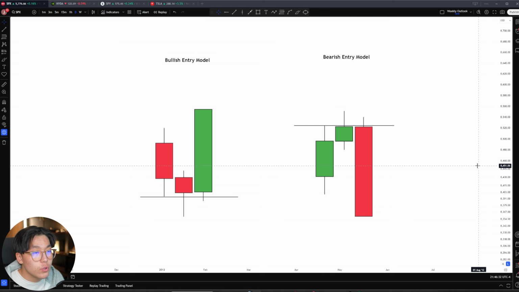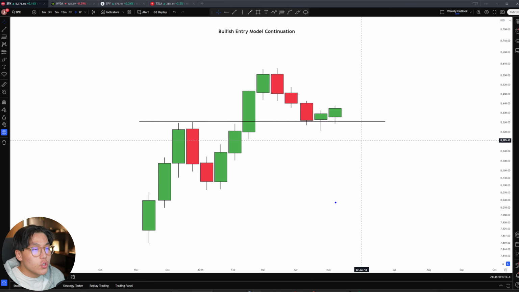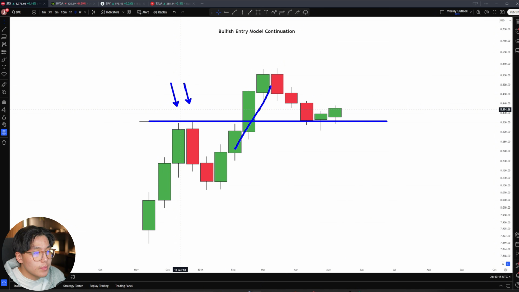Now let's go on to some continuation setups and some reversal setups that we can look over. So right here, you can see we have our bullish entry model, and we're looking for a continued push towards the upside. So you can see we're making higher highs, higher lows, higher highs, and we're continuing to push towards the upside. So this is our previous level of resistance. We're breaking structure towards the upside. Now we're coming back down in towards our level of support.